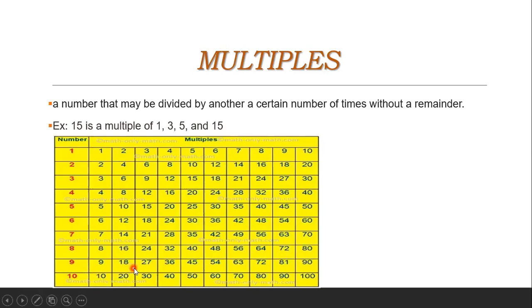For 9: 9, 18, 27, 36, 45, 54, 63, 72, 81, 90. Then for 10, multiples: 10, 20, 30, 40, 50, 60, 70, 80, 90, 100. So like this, these are the multiples of 1 to 10.